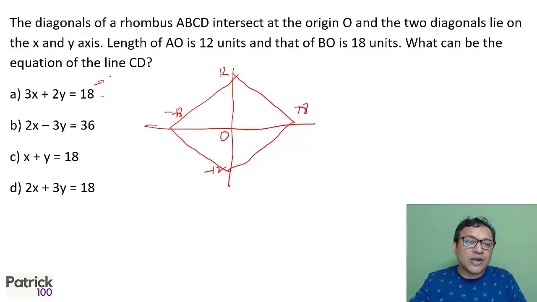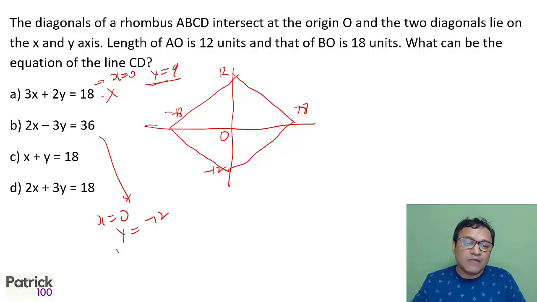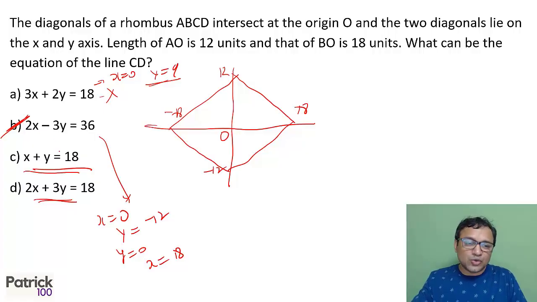Let's take the first option. If I put x as 0, you will get y equal to 9. Not possible. It should be either 12 or 18. Here, if I put x as 0 in the second case, I will get y equal to minus 12, possible. If I put y equal to 0, I'll get x equal to 18. Yes, both satisfy. So the answer is option 2. Here x and y are 18. Here again it's 9, and so it will not satisfy.